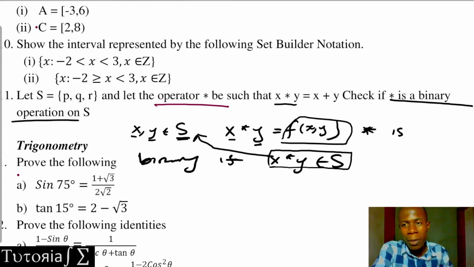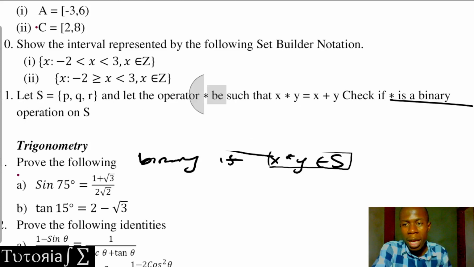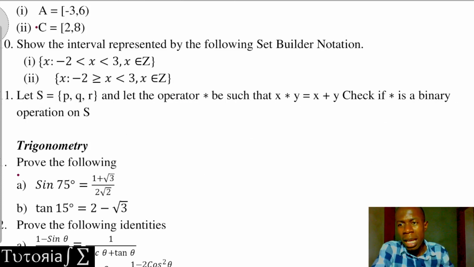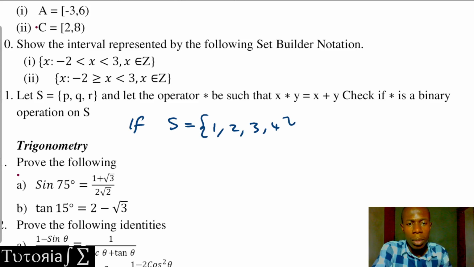So let me give an example. Before we come to the actual problems that you will solve, let's say S has elements 1, 2, 3, 4, and x star y is equal to 2x, for instance. So this could be a definition. We can pick any two values here.